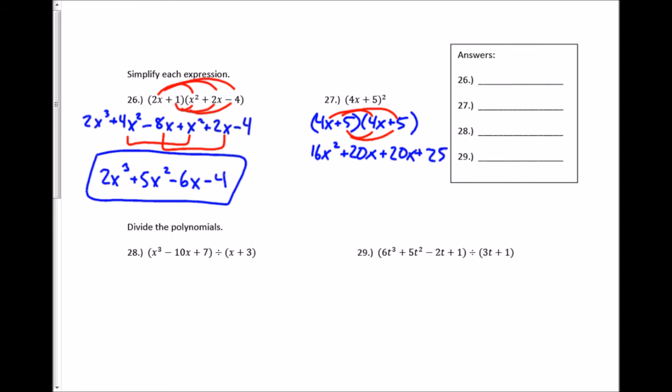And if you just square each piece, you're going to end up with the first term and the last term. You're not going to have the middle term, which means you're not going to have the entire answer, which is this guy. Okay?